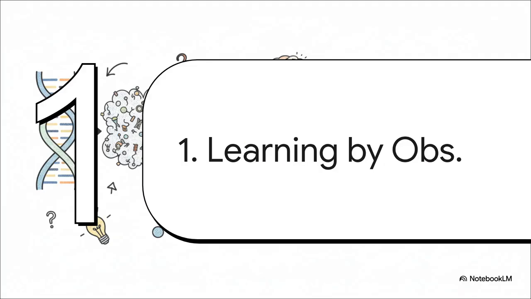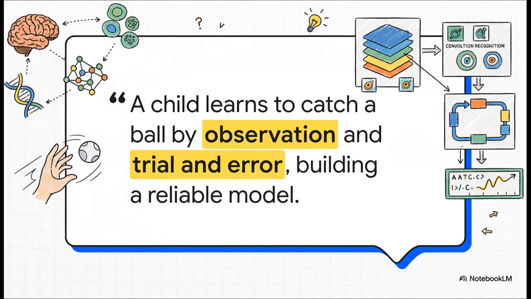To really get a grip on how machines learn, it's actually helpful to start with something we're all familiar with: how we learn. The source material gives us this perfect analogy. Think about a child learning to catch a ball. They don't need to understand the laws of physics, right? They just learn through trial and error. Through observation, they build this internal model that gets a little bit better with every single throw. That's the core idea behind machine learning, building a predictive model by testing it against data and constantly making corrections.